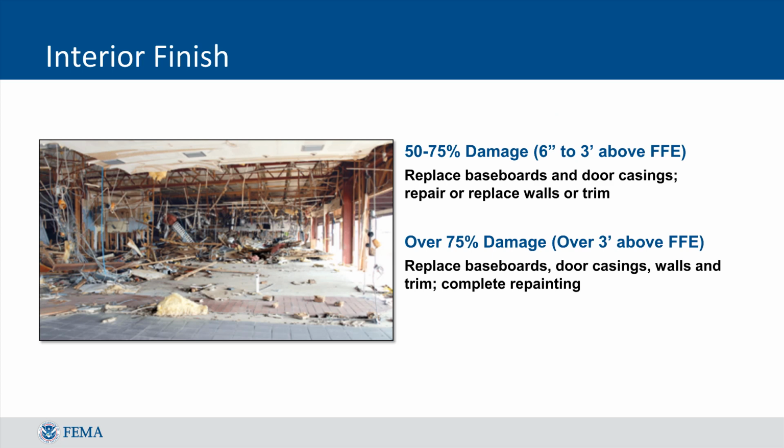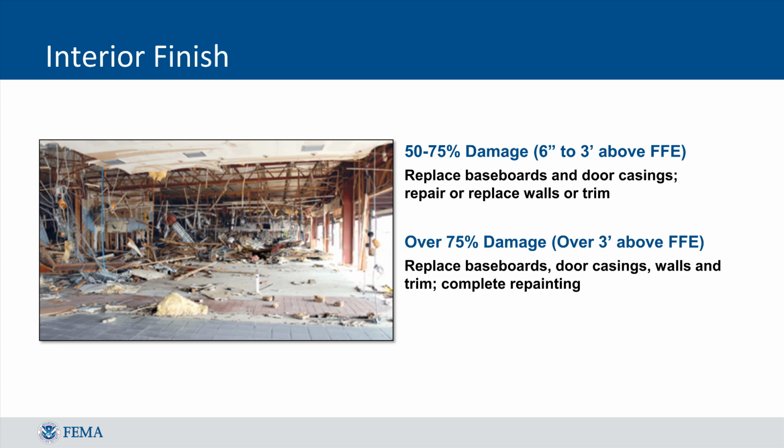For damage in the 50 to 75% range, there will be more serious damage to walls and ceilings, with a need to replace much of the interior. In some cases, parts of the roof may have been torn off, exposing the interior to rain or other elements, and causing major impacts to the drywall, doors, and flooring.